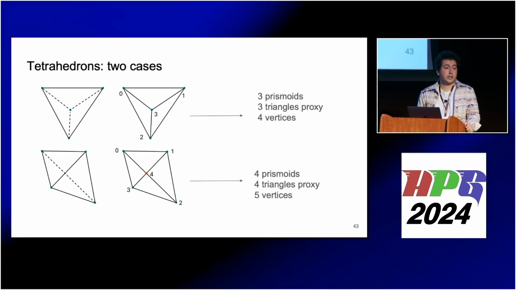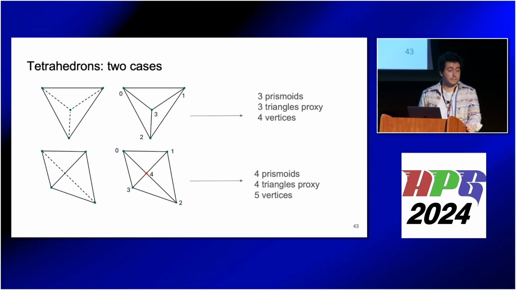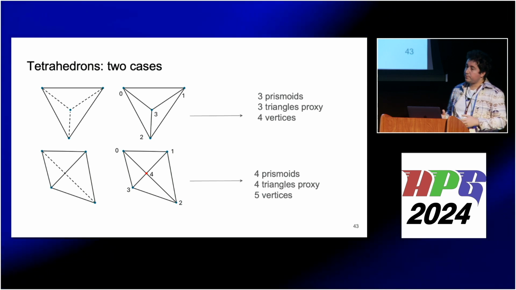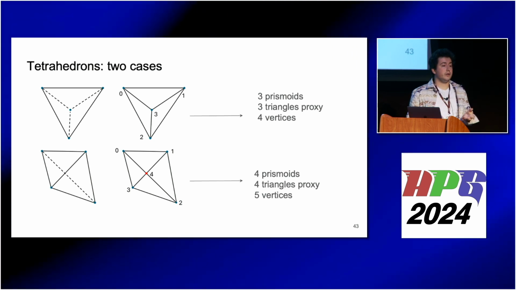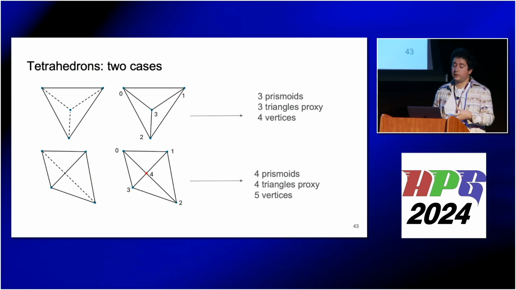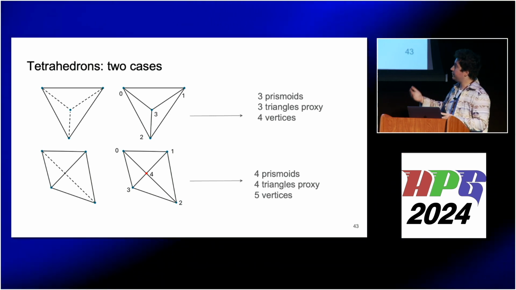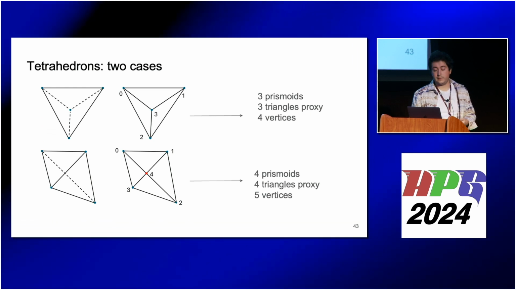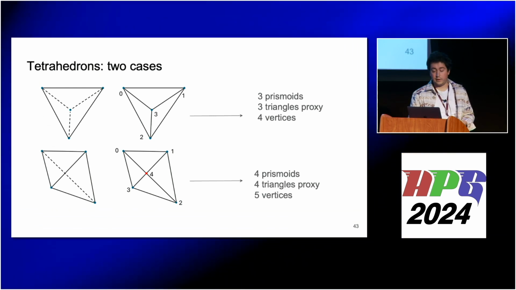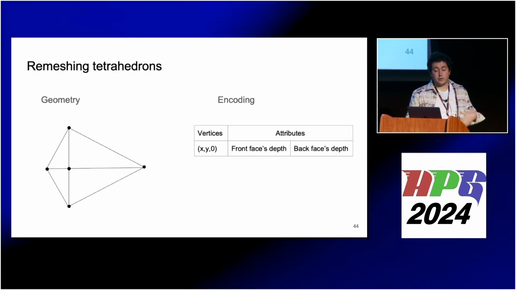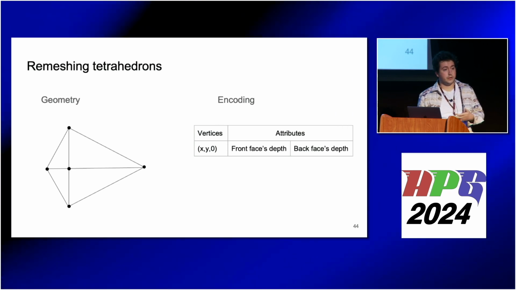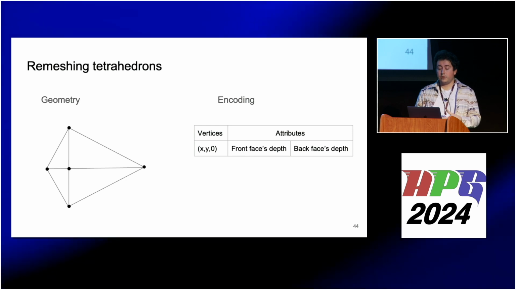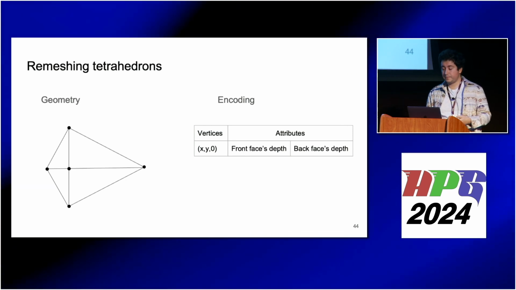And actually, for the tetrahedron, it can be solved analytically, and there are only 2 cases. One case is where the tetrahedron presents as a footprint of a triangle in screen space, and in this case, you can only create 3 prismoids. And one other case where it presents as a quad in screen space, and then you have to create 4 prismoids and 4 triangle proxies. And then you encode your geometry as I mentioned earlier for the prismoid, so x and y, and z to 0. And then you encode the front faces depth and the back faces depth.